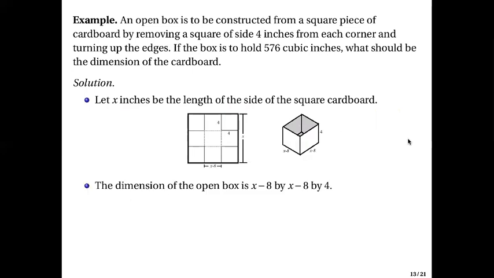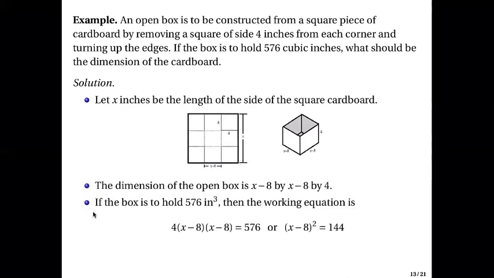So let us do this. The dimension of the open box is x minus 8 by x minus 8 by 4. So we need to solve for x. If the box is to hold 576 cubic inches, the working equation will be 4 times x minus 8 times x minus 8 equals 576. But you have x minus 8, x minus 8, that's your x minus 8 squared.